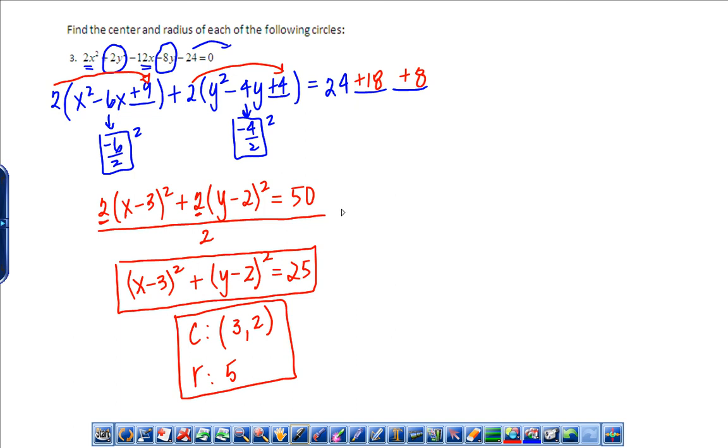Now, I waited till the end to divide by 2. If you wanted to, you could have divided by 2 at the very beginning. If you notice, everything up here is divisible by 2. So you can do it at the very beginning.